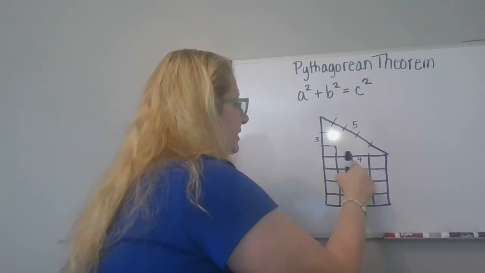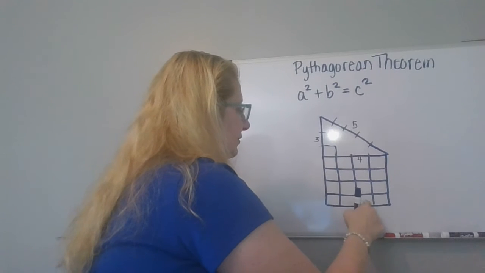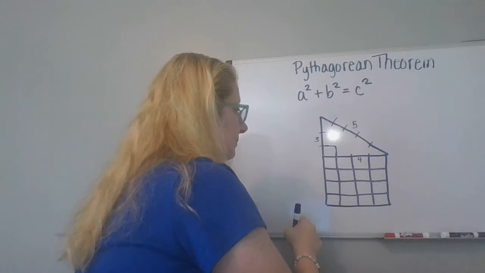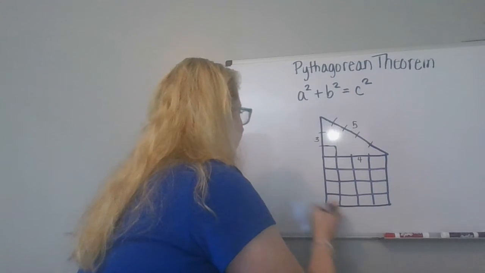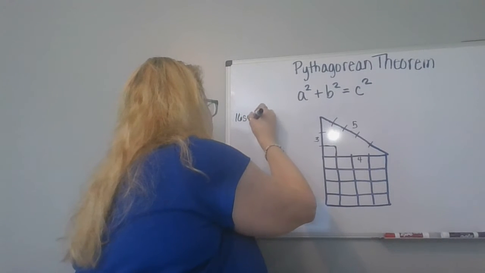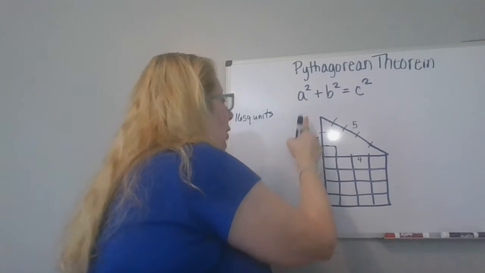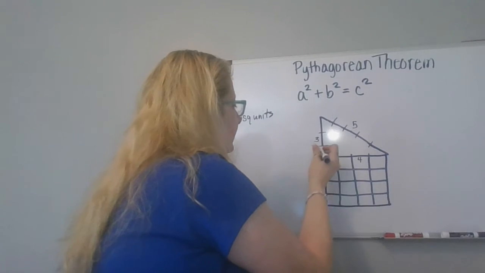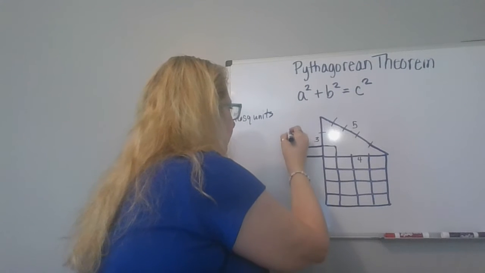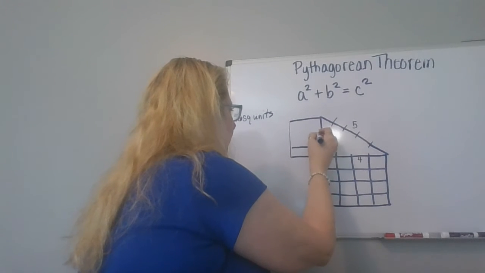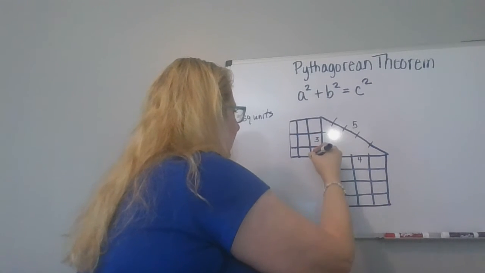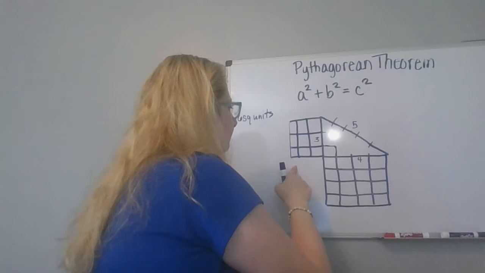So now I have 4 units across, and I have 4 units down. So that gives me a total of 16 square units. So I'm going to write over here 16 square units. Now our height has 3 units. So I'm going to extend this and make a square out of it. And that will give me a 3 by 3 square.